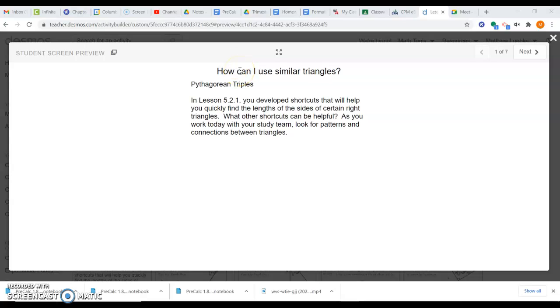Alright, here's my video for lesson 5.2.2, and the focus today is on Pythagorean triples. Here's my intro to this lesson, and it's really dealing with what have we covered already. In lessons 5.1, anything in that 5.1 portion of this chapter, we were talking about sine, cosine, and tangent.